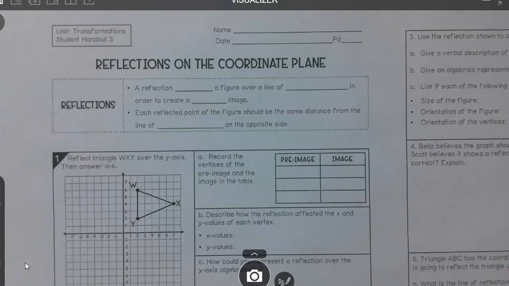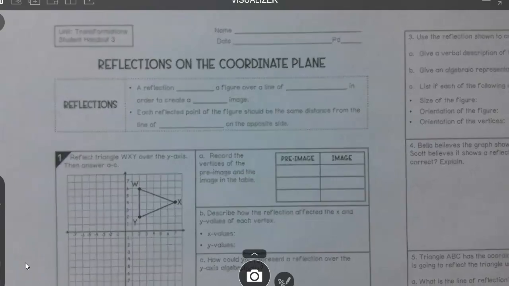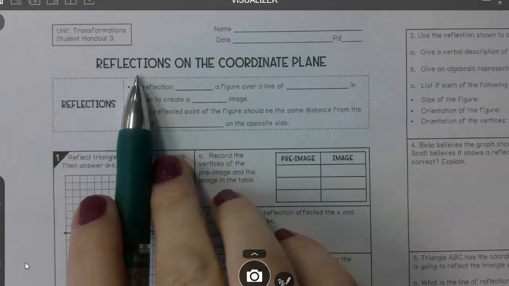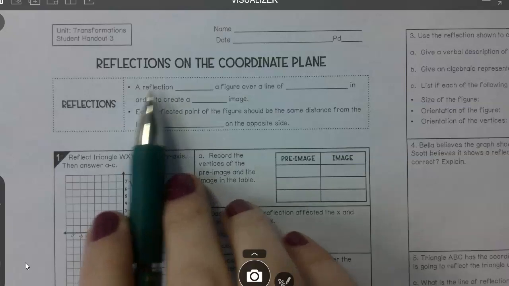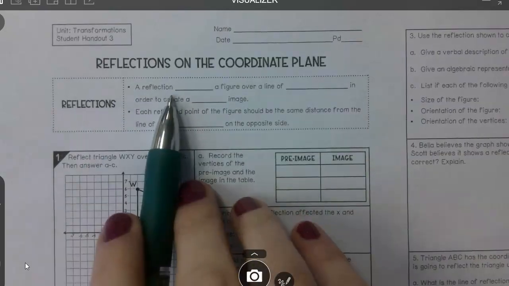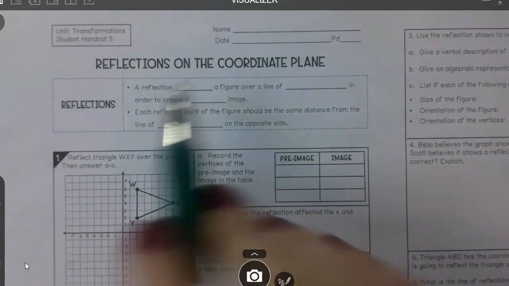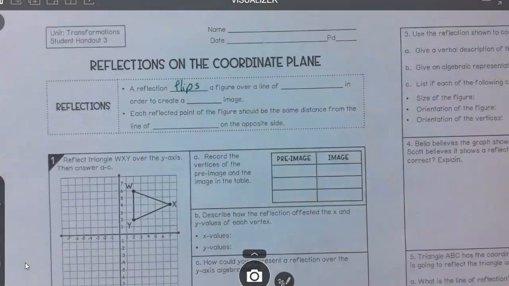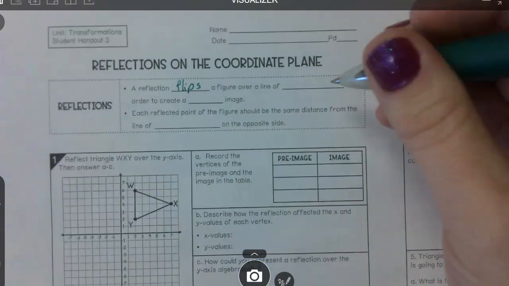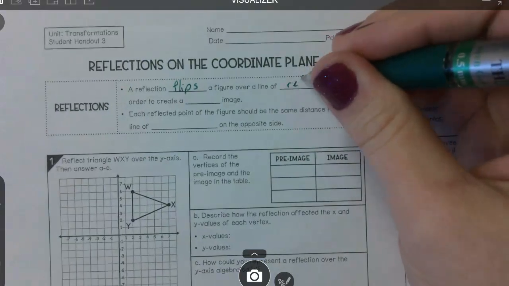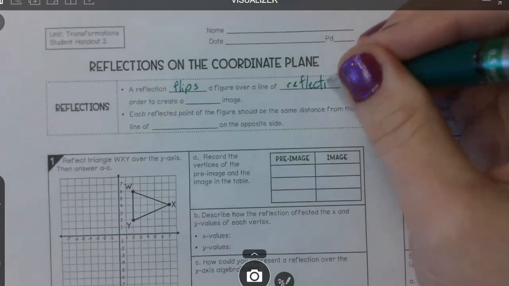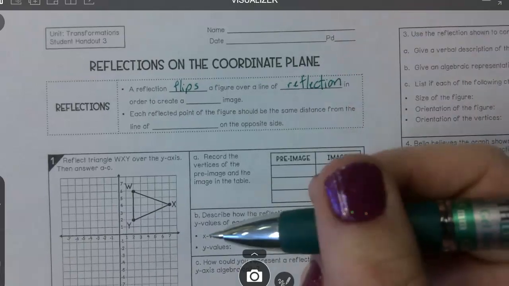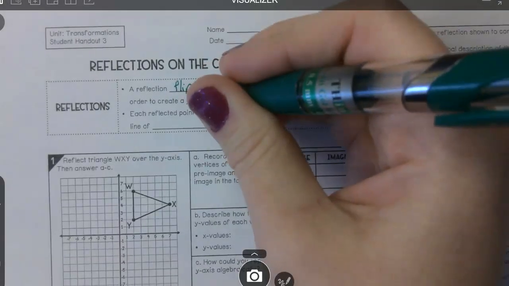Hey guys, today we're going to talk about reflections. A reflection is a type of transformation. So let's go ahead and get our definition settled in right here. A reflection flips a figure over a line of reflection in order to create a mirror image.